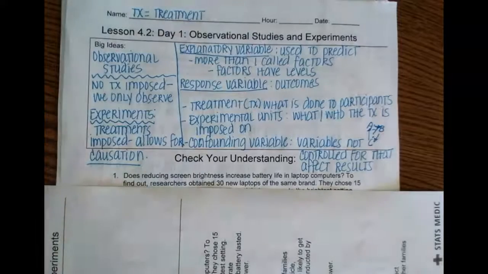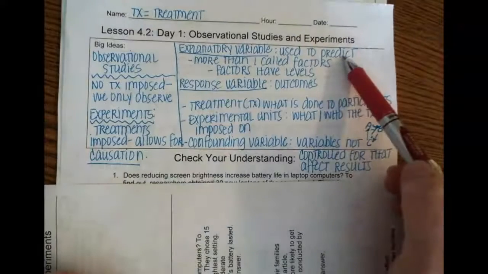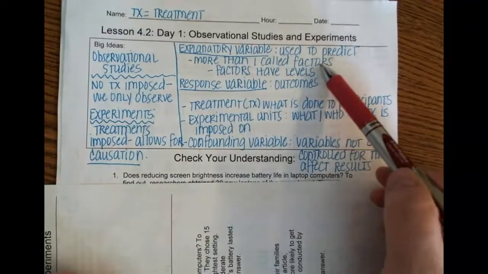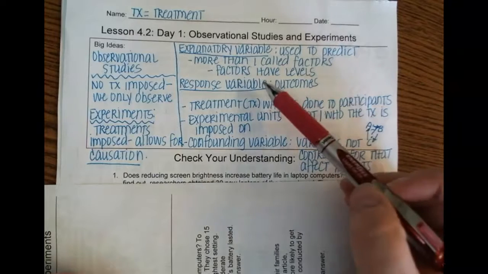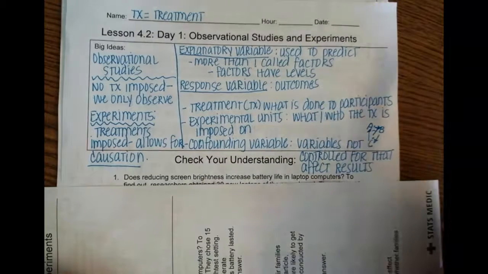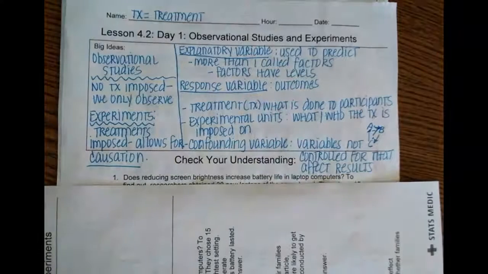All right. And then here's kind of a summary of all the other pieces that we needed to learn today. I wanted to remind you the explanatory variable is used to predict. There can be more than one explanatory variable, and if there is, we call them factors. And the factors can have different levels, and we'll talk more about that in just a minute. Then we have our response variable, which are our outcomes.